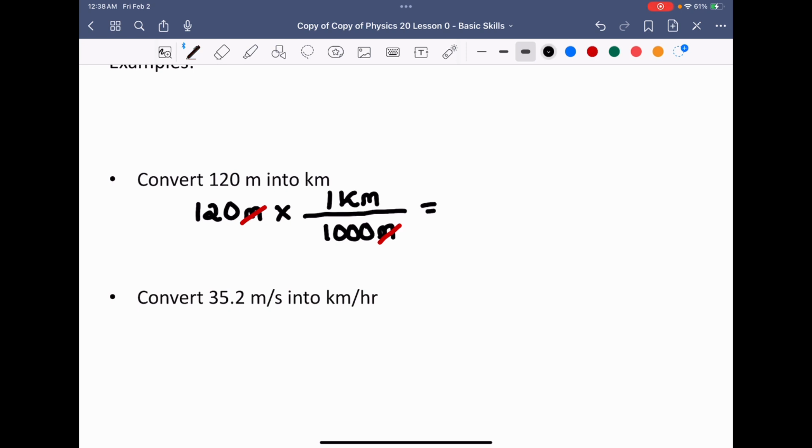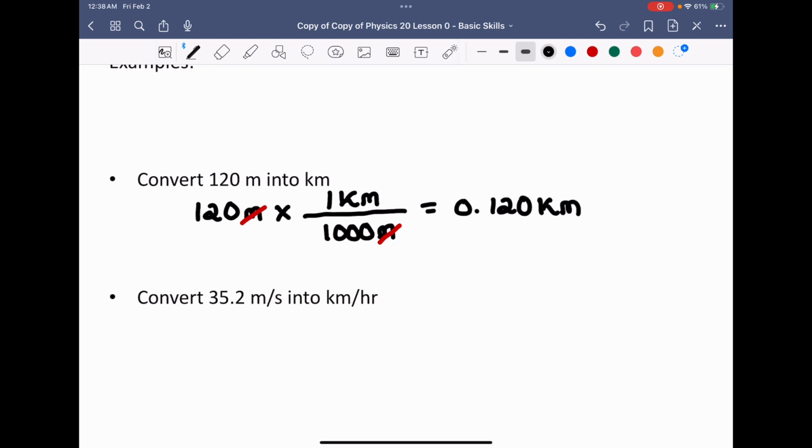When I divide this, 120 divided by 1,000, that's like moving the decimal spot 3 times. I'm going to get 0.120 kilometers. So there's my answer right there, is we can get our kilometers just by doing a simple unit analysis, or taking a known conversion factor and using unit analysis to eliminate it.